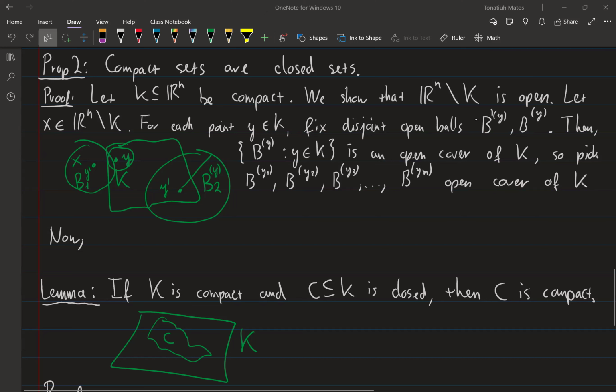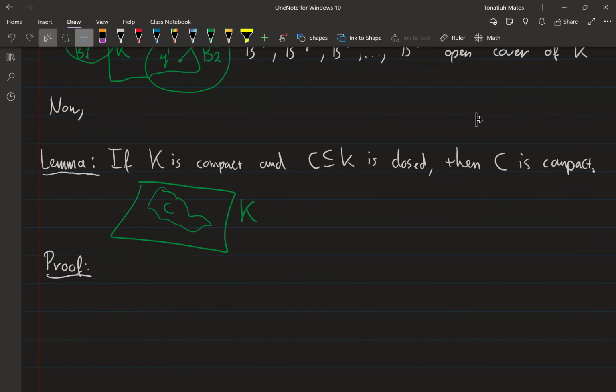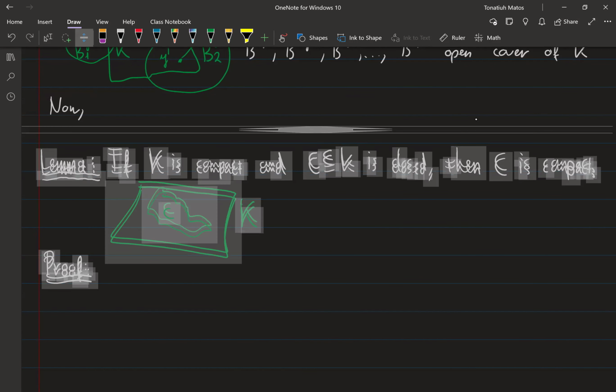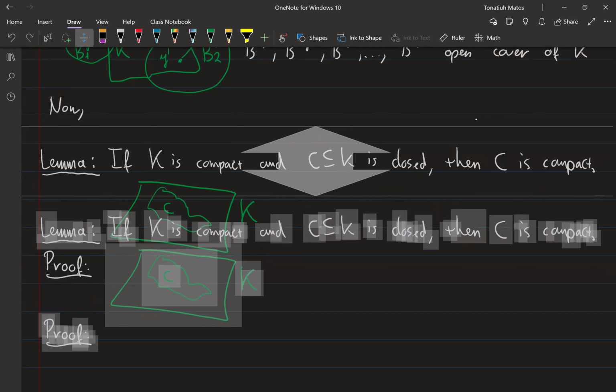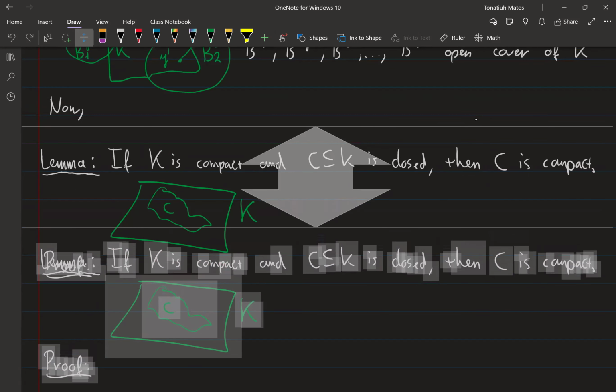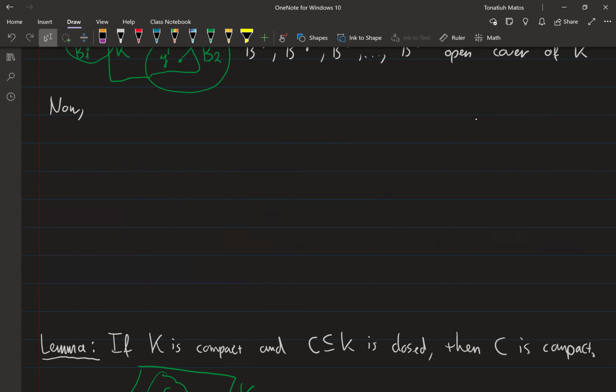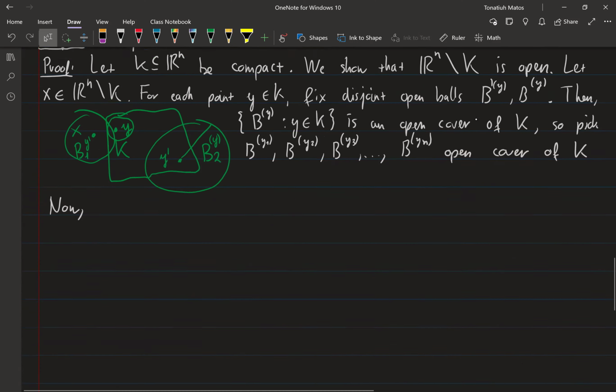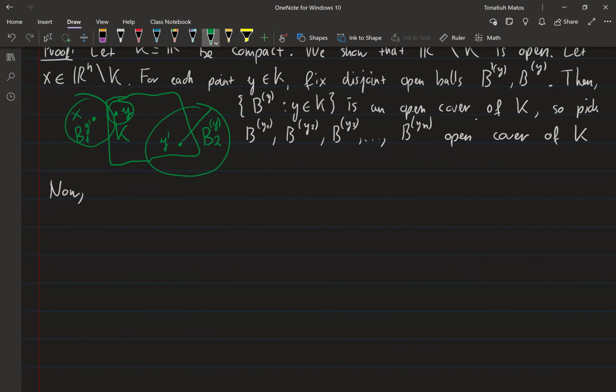Let me make a bigger diagram, and maybe this will make more sense that way. So here's the idea in a nutshell. Why do I need these covers? I'm not actually going to use the ones covering K. I'm going to use the other ones, right? Because I want to figure out what is happening with the complement.